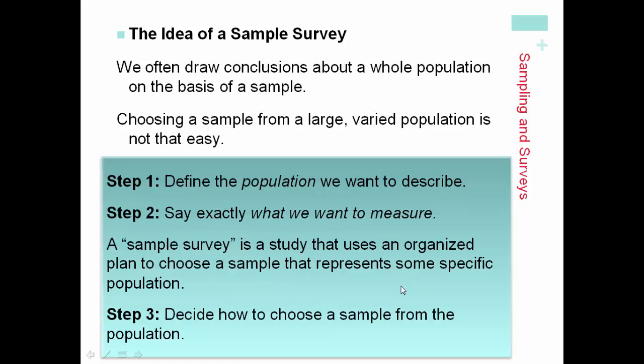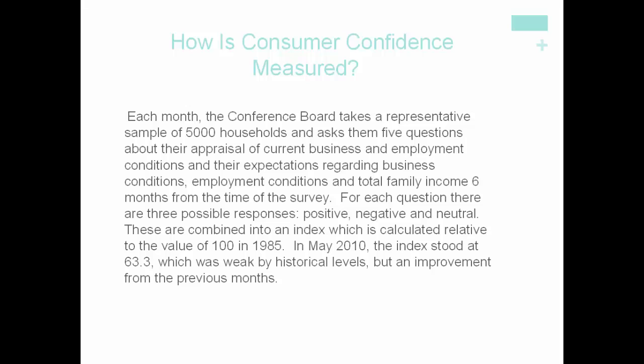We often draw conclusions about a whole population on the basis of a sample. Choosing a sample from a large, varied population is not that easy. So we have to do step 1, define the population we want to describe. Step 2, say exactly what we want to measure. A sample survey is a study that uses an organized plan to choose a sample that represents some specific population. And then step 3, decide how to choose a sample from the population.